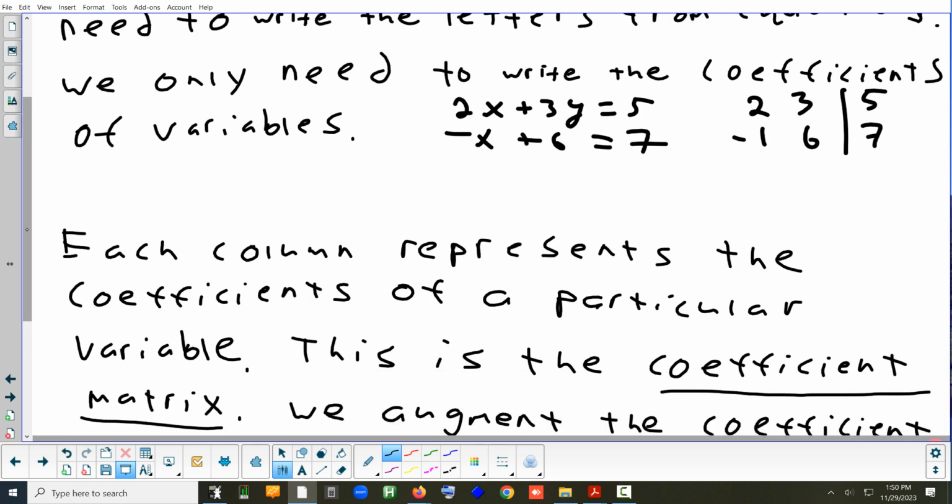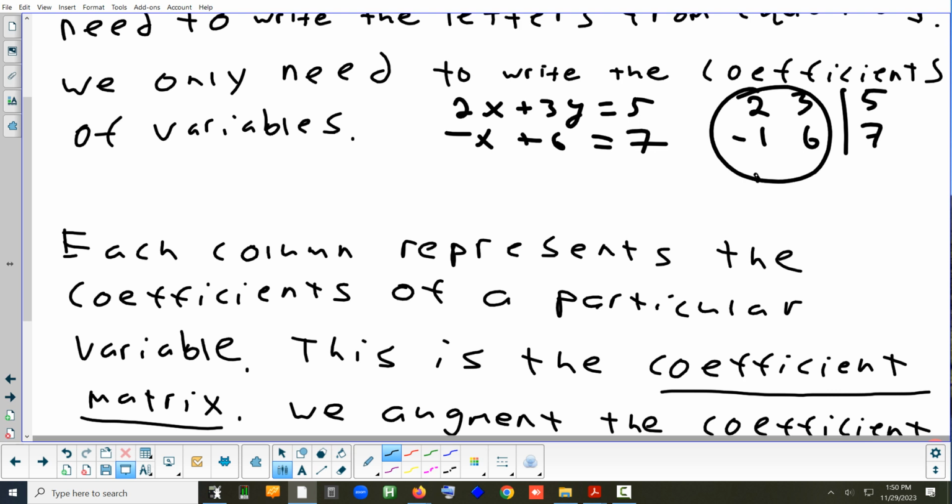Now, when you write this down, this part right here, that 2, 3, negative 1, 6, that is all the numbers that were in front. Okay, those are called coefficients. So this whole thing that I circled is called the coefficient matrix. It's just a table of all the numbers that were in front.